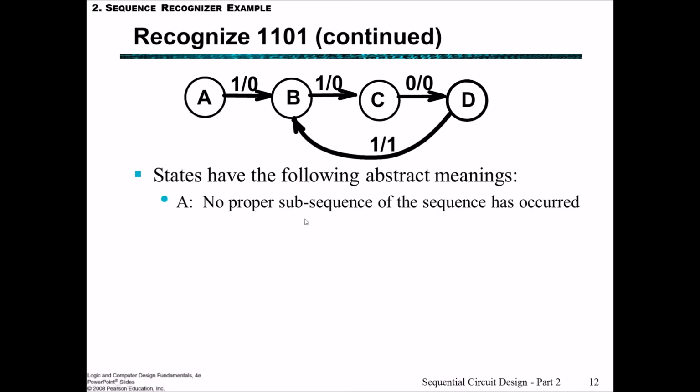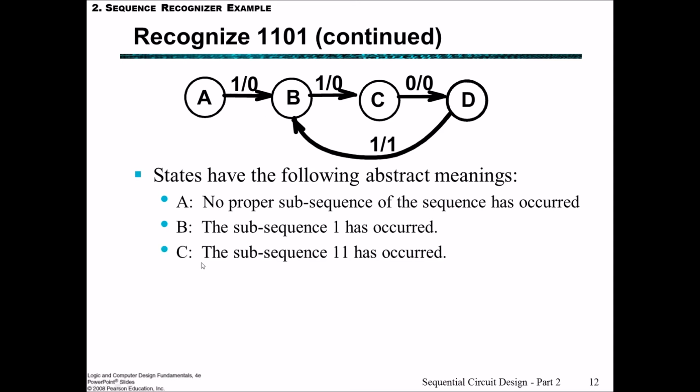A means that no proper subsequence of the sequence has occurred. B means the subsequence of 1 has occurred, obviously moving from A to B, there's been a 1 input. C means the subsequence of 1, 1 has occurred. So to get to C, we've had a 1, another 1. Then for D, the subsequence 1, 1, 0 has occurred. Just looking at these inputs, 1, 1, 0 gets you to state D.